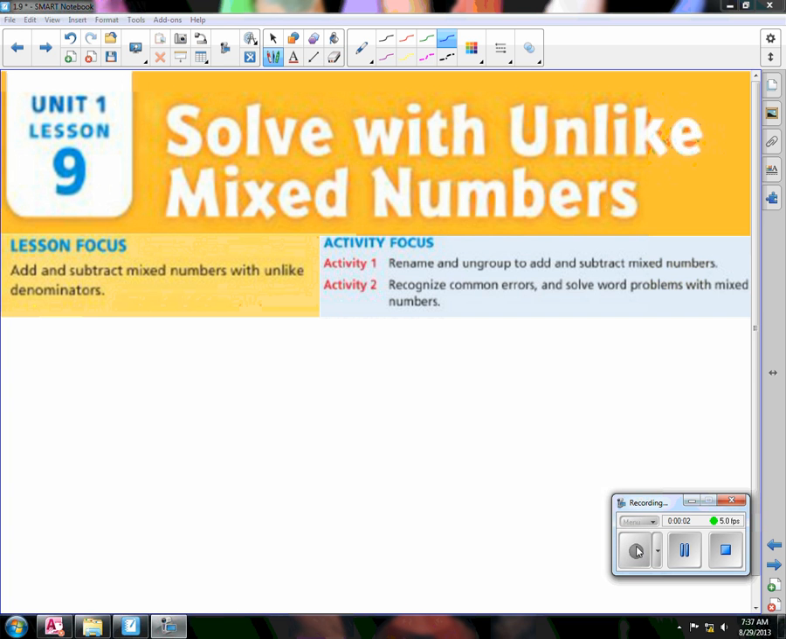Okay, guys, this is Unit 1, Lesson 9, solving with unlike mixed numbers. We're going to add and subtract when we have mixed numbers and talk about how we need to regroup or borrow and what that looks like with fractions.